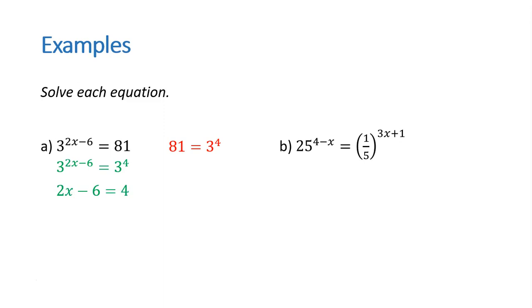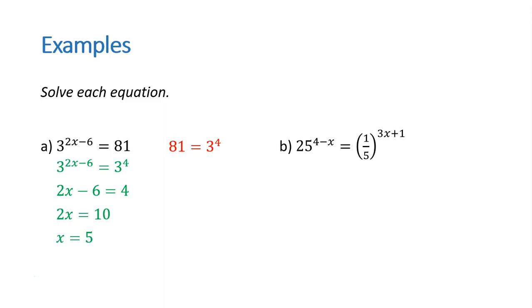This is just a basic linear equation. Move your 6 over, so we have 2x is equal to 10. Divide by 2 and we have x is equal to 5. So our solution for this equation is x equals 5. Ideally, you should check your solutions, but we're not going to have any extraneous solutions here. Anything we find in an algebraically correct way is going to be a solution to our equation.